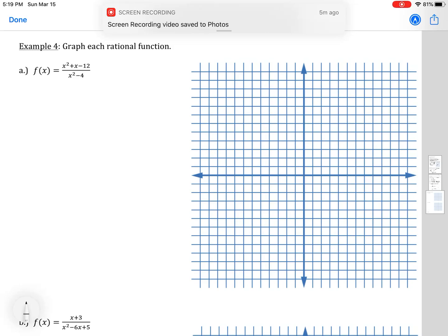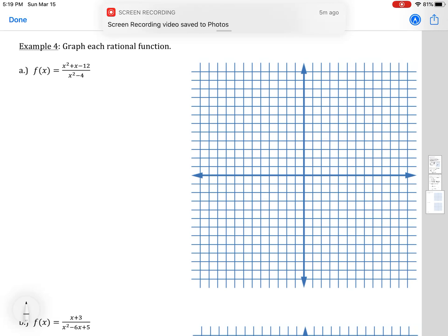All right, last two examples sort of puts it all together. So it says graph each rational function. Now your graphing calculator, at this point, given that you're home, can help you with this in terms of the picture. But in terms of coming up with the data, you still have to be able to identify all the important bits of information.